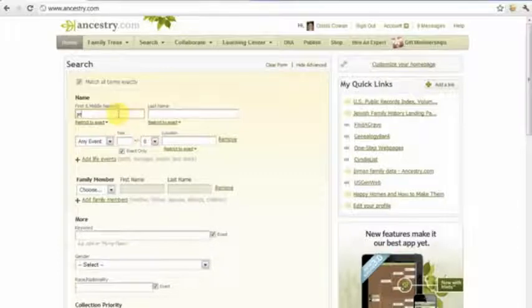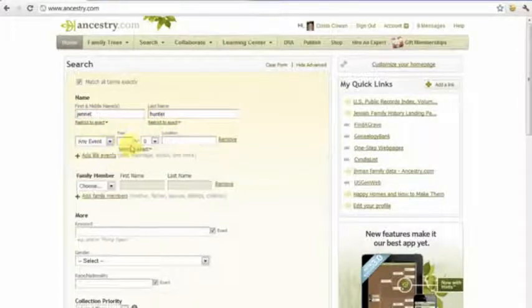You were actually looking for a woman who was born in the mid to late 1700s. Her name was Jeanette, and it can be spelled lots of different ways. I've marked it exact because I've already done the search, but she was married to a man whose name was William Hunter, and they were living in Pennsylvania, particularly in Chester County. And you wanted to know what Jeanette's maiden name was. How do you find that?